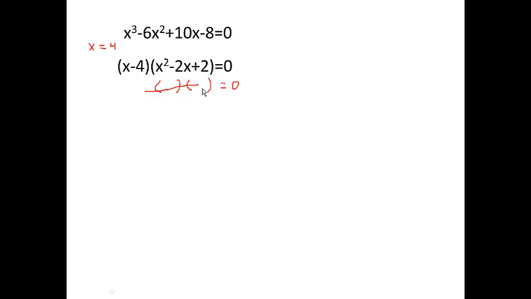But here we go. I can't factor it. It's completely impossible. I'm just going to jump right to the quadratic formula. I have 2 plus or minus the square root of b squared, negative 2 squared, that gives me a 4, minus 4ac, and 4ac, 4 times 1 times 2 gives me 8, and that's all over 2 times a, which is 1, which gives me a 2 on the bottom.